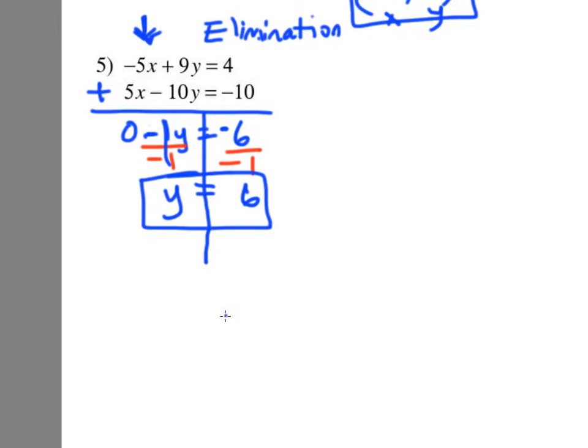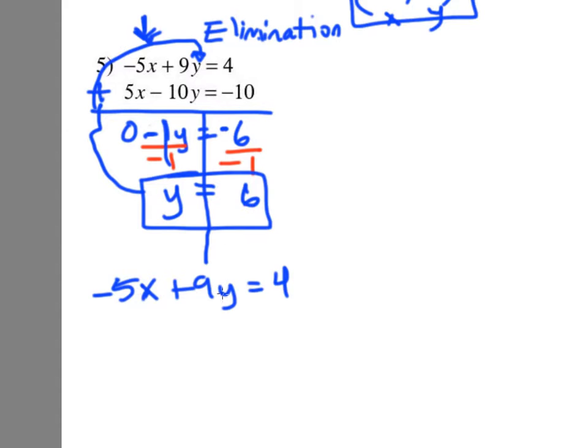Y equals +6. Let's go ahead and plug it in. Ooh, these both look kind of weird. Who has less negatives? This guy's got 2 of them, this guy's got 1, so why don't we go with this guy right here. Plug him in. So -5x plus 9y equals 4. But I'm going to plug in 6 for y right here. So -5x plus 9 times 6 equals 4.